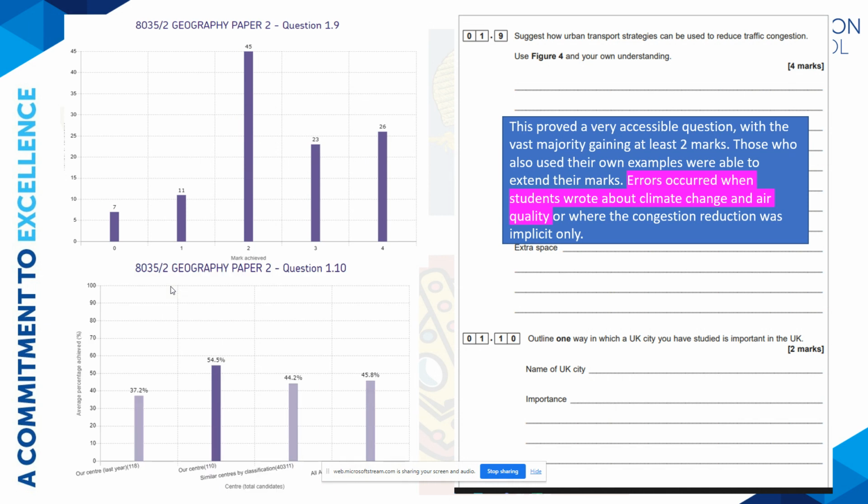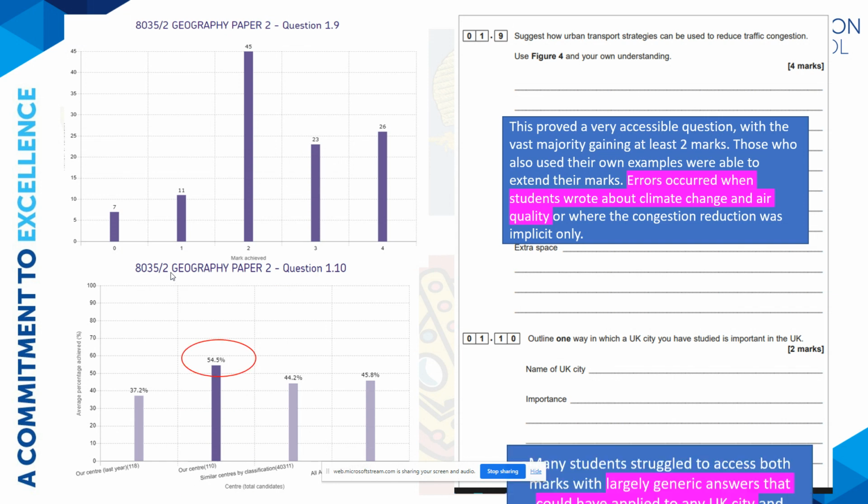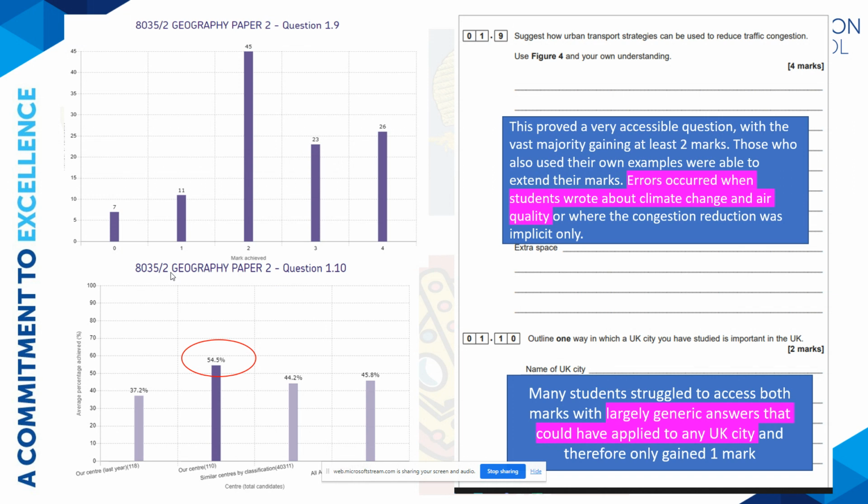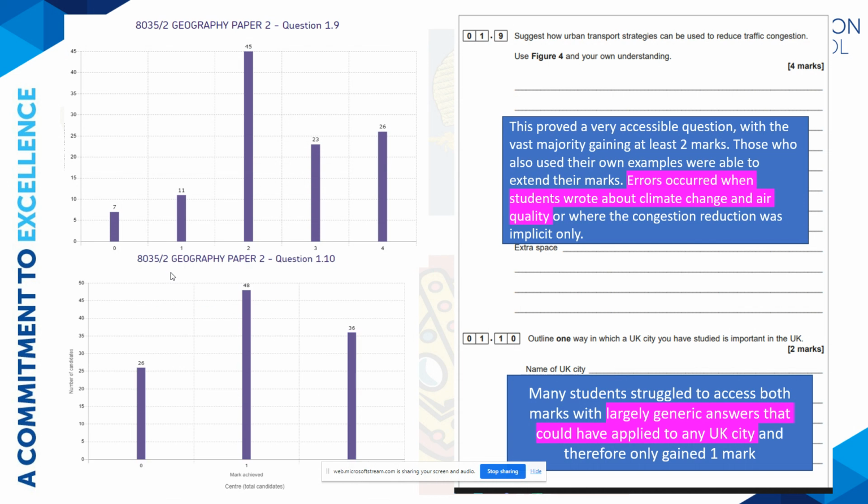And question 1.10, outline one way in which your UK city of study is important in the UK. The issue here was that there were largely generic answers that could have applied to any UK city. So, for example, Liverpool, showing that they've got many job opportunities. That's just a generic opportunity. So, if they talk about Liverpool's port, or they talk about the Albert Dock for attracting tourism, that would be a more specific answer, wouldn't it? And we generally got 1 mark for that.